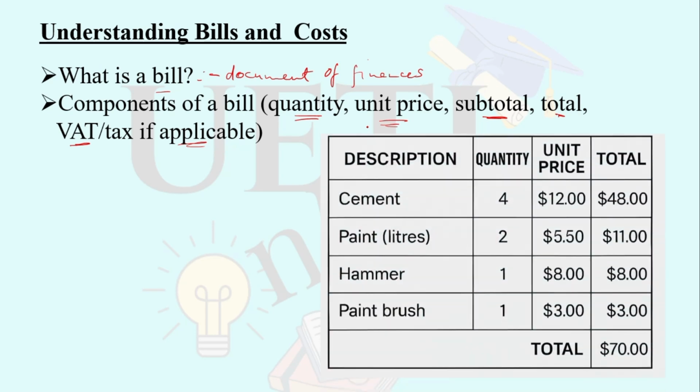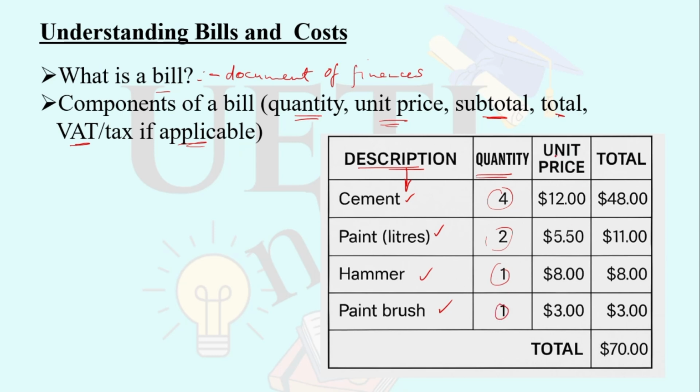This is an example of a bill. It is a bill from a hardware store. Here it shows you the description, what is the product. Here you have cement, paint, hammer, and brush. Here we have the quantity, which shows how many of each item you bought. So this is what we call a bill.